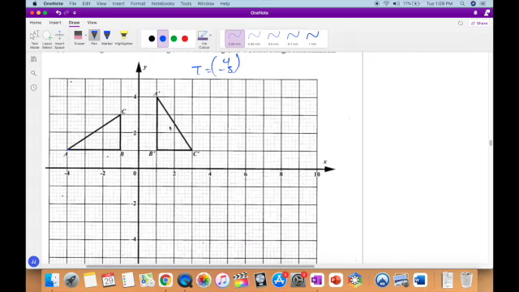So what will I have? A going 1, 2, 3, 4 spaces horizontally, and then 1, 2, 3, 4, 5. So this is going to be A double prime. That means this is going to be B double prime, and this is going to be C double prime, and that is what our translation will look like.